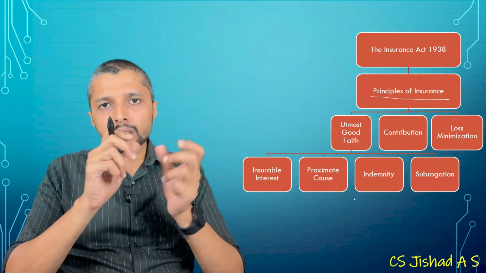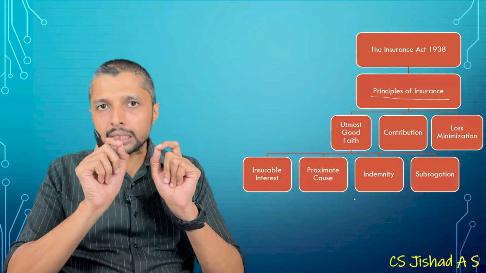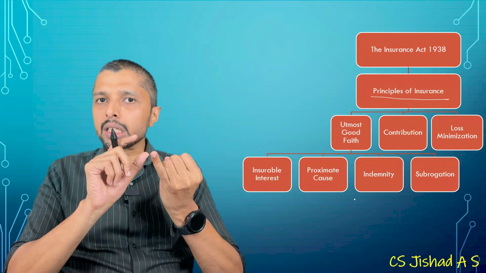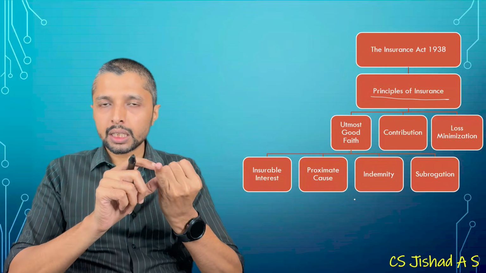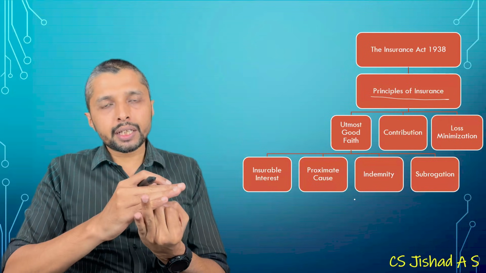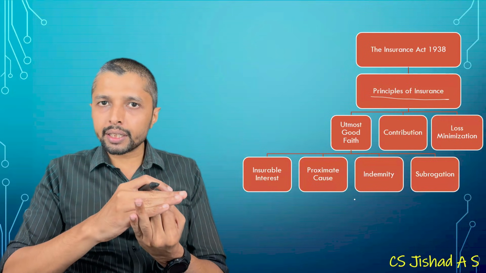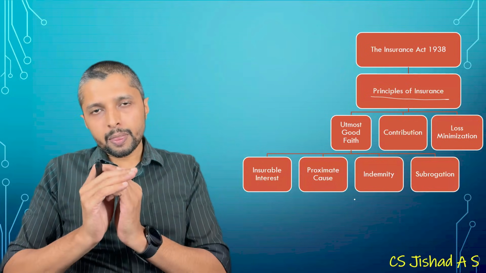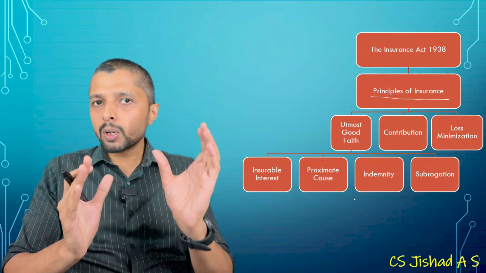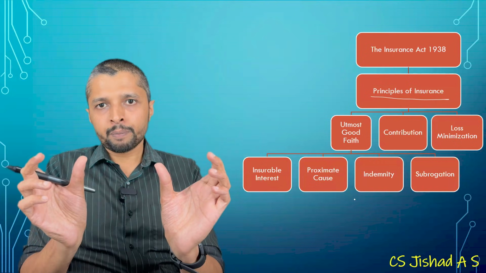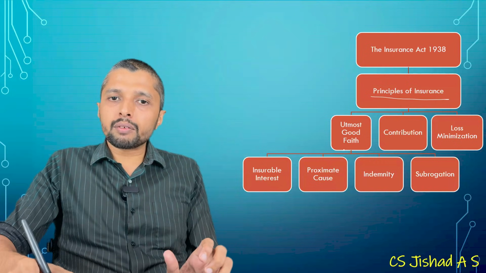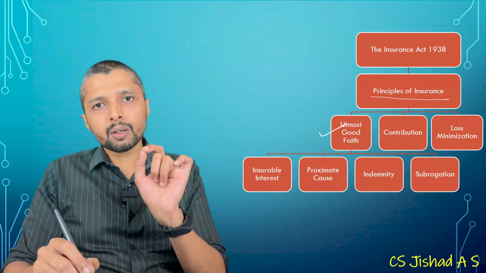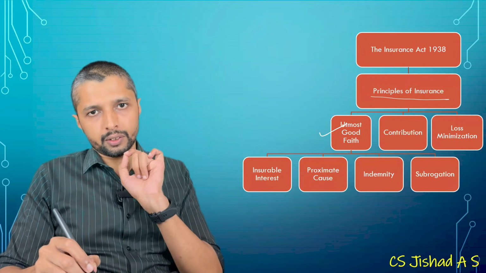Utmost good faith means both the parties. There will be three parties in an insurance contract, most probably. Number one is the insurer or the company. In between, an intermediary will be there, insurance intermediaries or insurance agents. Number three, the insured. So basically, there are two parties: the insurer, the company, and the insured. Both parties must give clear and concise information regarding the terms and conditions of the contract, which is known as utmost good faith.